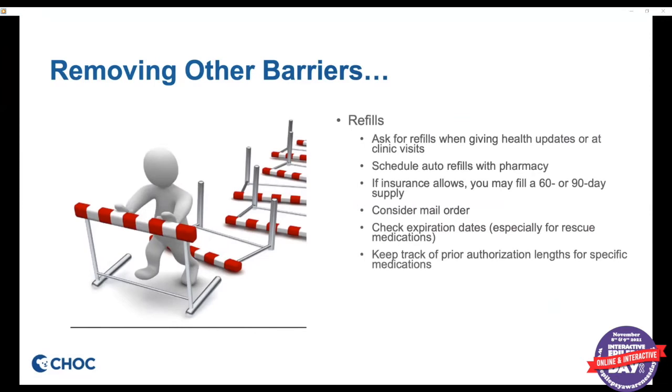Along the same vein, consider mail-order pharmacies that will deliver 90-day supplies to your doorstep. You can work with your pharmacy and insurance to set up these options. Also, routinely check that your medications are not expired. This is especially important for rescue medications, which may be used infrequently.